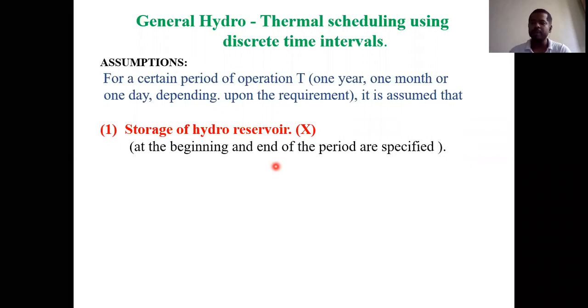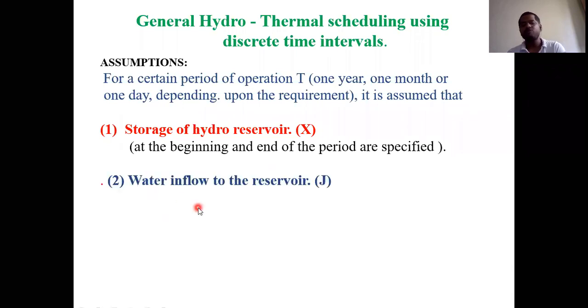For example, if you assume a time period of one week, from Monday to, let me assume, Saturday. Monday is the beginning of the time period, and Saturday is the end of the time period. So the amount of water available in the reservoir on Monday, and similarly the amount of water available at the end of the time period, on Saturday, is a known quantity. So this is our first assumption.